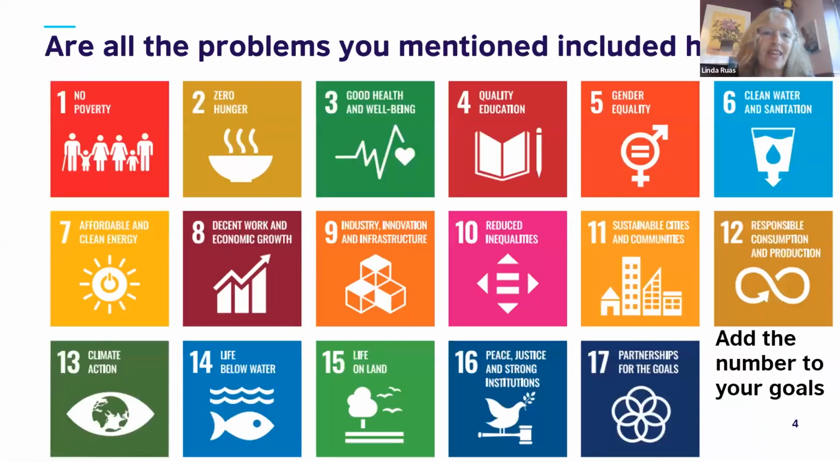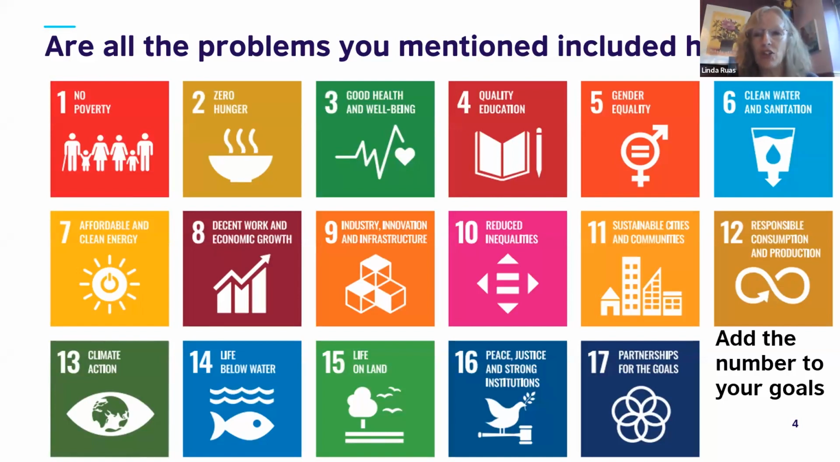Now, looking at the Sustainable Development Goals, look at or think about the problems that you noted down. Are they all included here on this screen? So these are the 17 United Nations Sustainable Development Goals. Just have a look through to familiarize yourself with them. And if you have a hand on a paper, think about the problem that you mentioned for each finger and add the number of each problem.